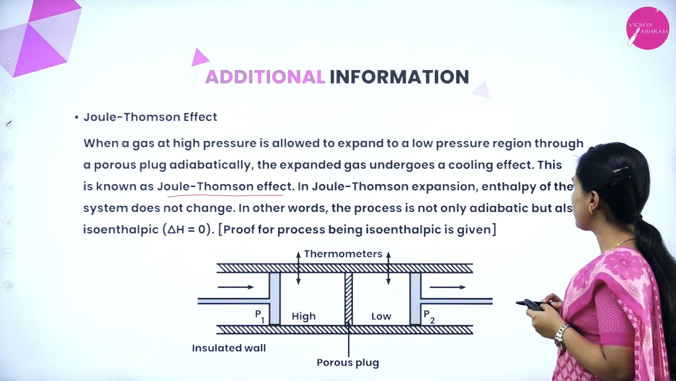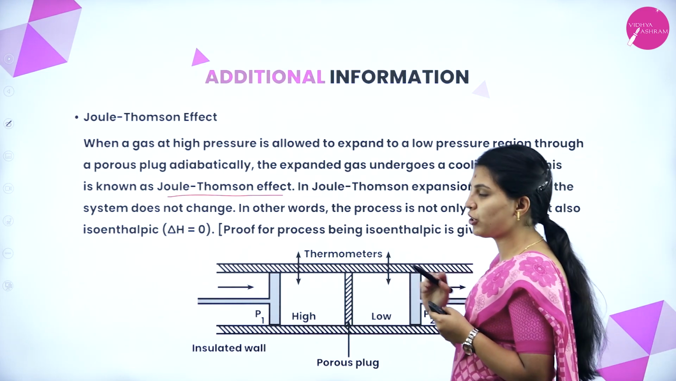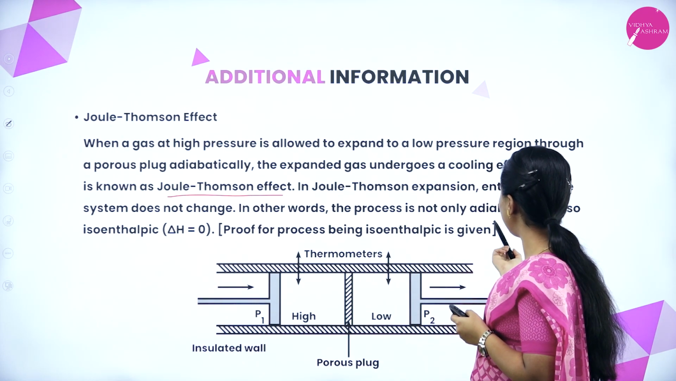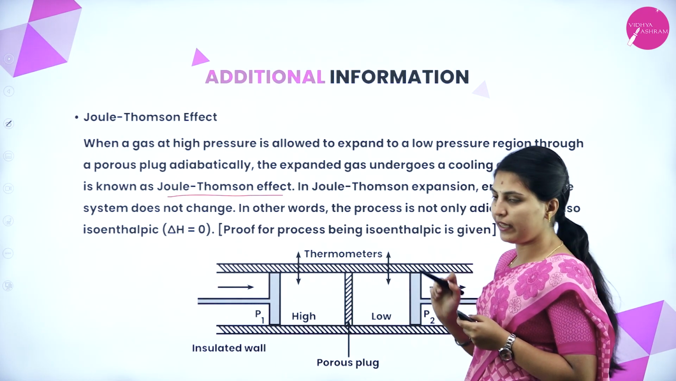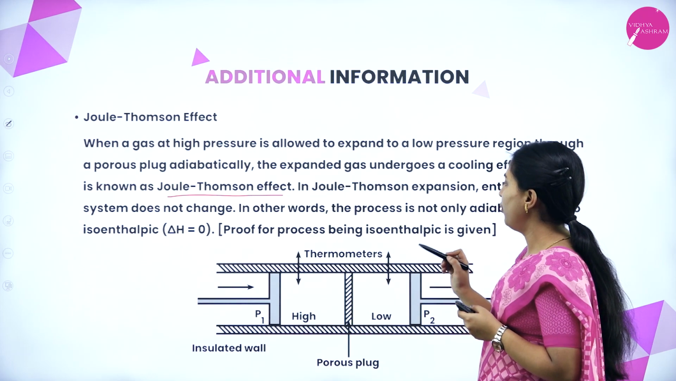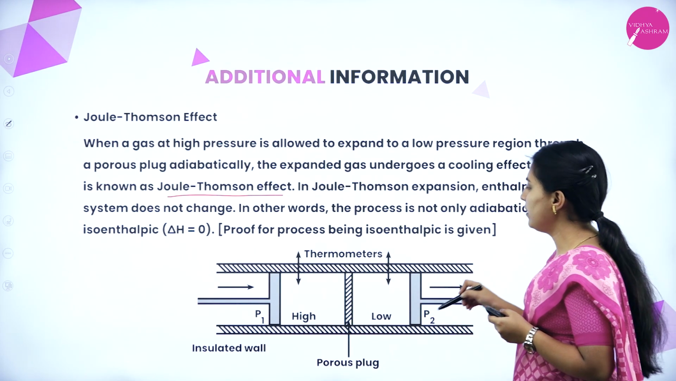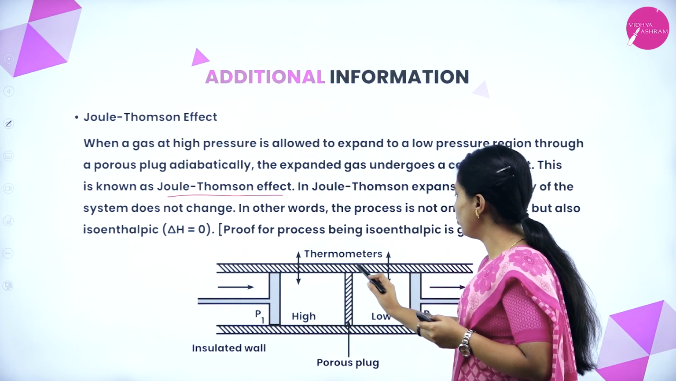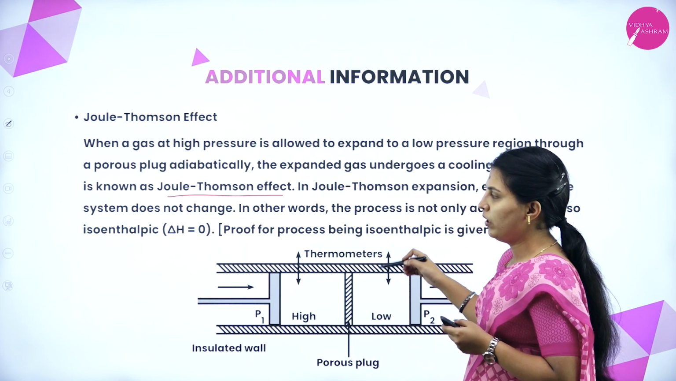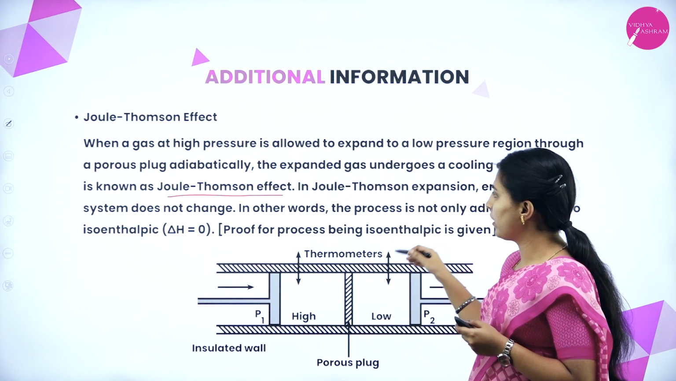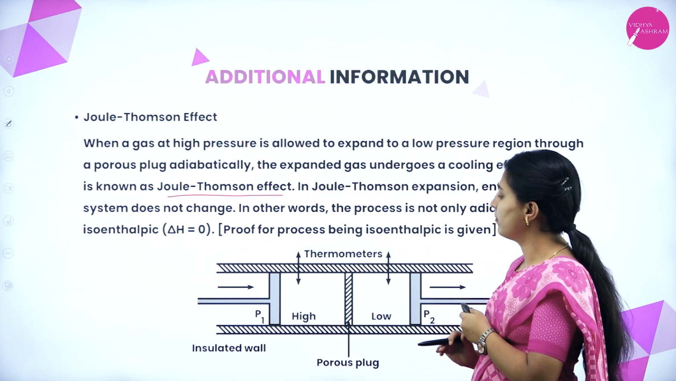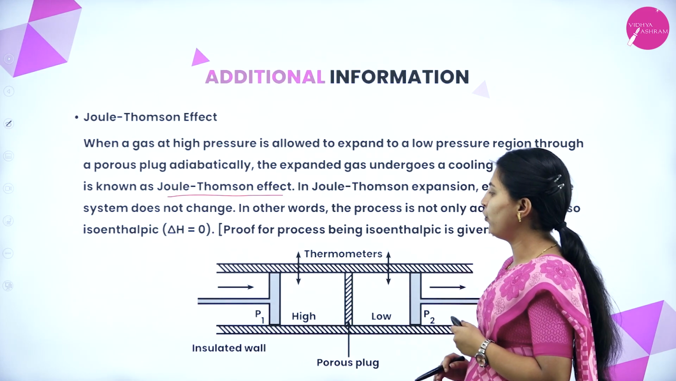In Joule-Thomson expansion, the enthalpy of the system does not change. In other words, the process is not only adiabatic but also isoenthalpic. Proof of it being isoenthalpic is given. See here, from high to low pressure through a porous wall, we see a cooling effect, and that effect is called the Joule-Thomson effect. These are all insulated walls.